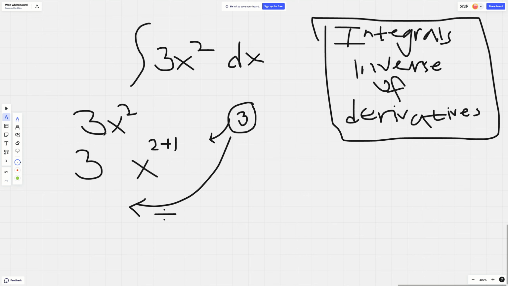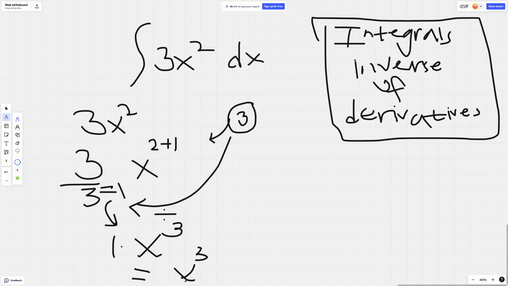Now, going back to our original integration problem, we've added 1 to 2, so now we have x cubed. But now we actually have to divide by our result power, 3. Well, 3 divided by 3 is simply 1. So theoretically, this is actually 1 times x cubed. But we all know that 1 times anything is just that thing itself. So this is simply equal to x cubed. And believe it or not, that is the integral of 3x squared.